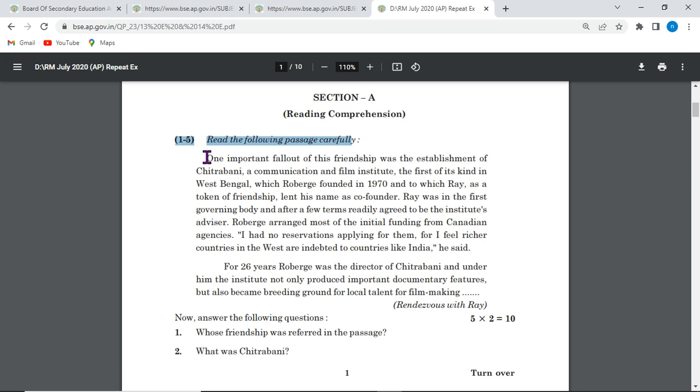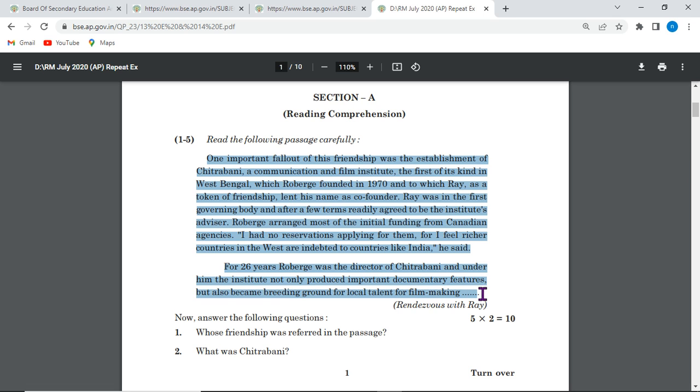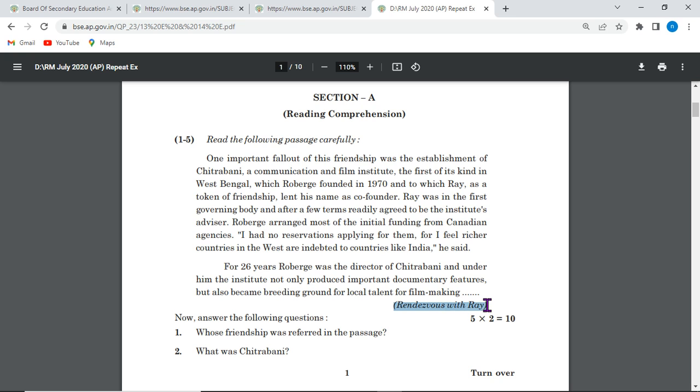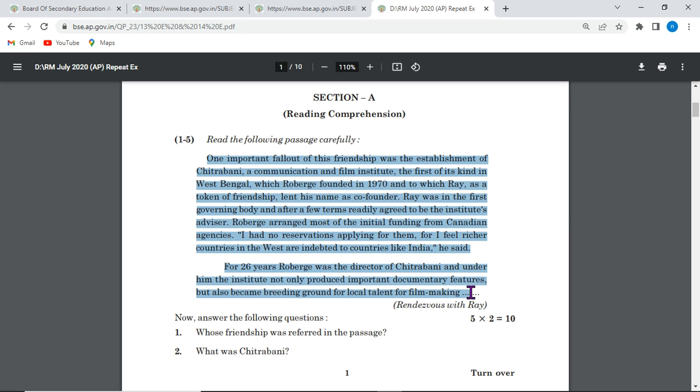This passage contains 2 paragraphs from the lesson Rendezvous with Ray. So Rendezvous with Ray lesson నుంచి 2 paragraphs ని ఇక్కడ passages గా ఇవ్వడం జరిగింది. So what we are supposed to do is we need to read, reread and understand the meanings and understand the context, understand the characters from this passage, and we need to attempt 2 WH questions and as well as 3 multiple choice questions.